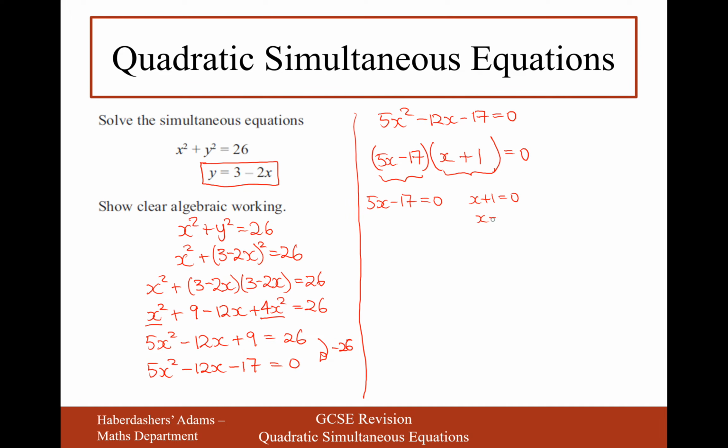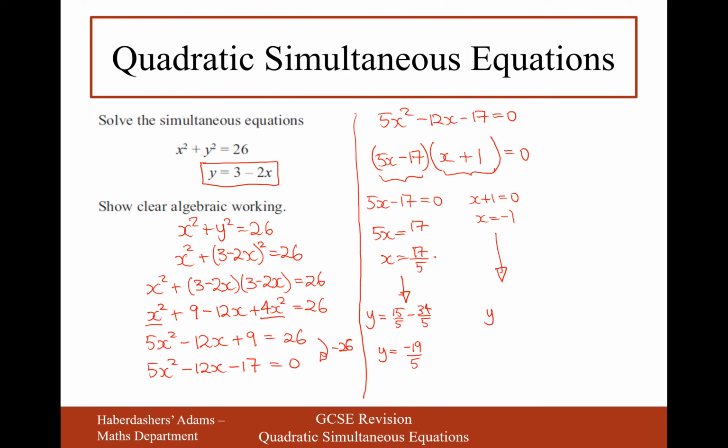So either x is equal to minus 1, that's the easy one, or 5x equals 17, in which case x is equal to 17 over 5. Now let's work out the y value at these values. So it's going to be 3 minus 2 lots of 17 over 5, so that's going to be 15 over 5, that's 3, minus 2 lots of this, that would be 34 over 5. And we can do this without a calculator, I'm sure. That would be minus 19 over 5, I'm pretty sure.